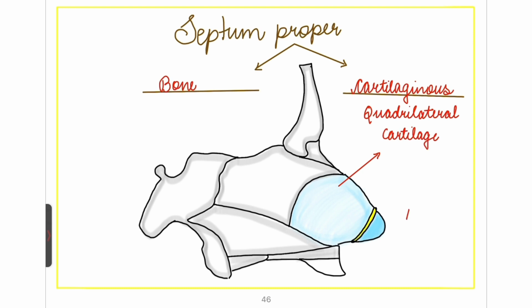Let me orient you. This is the anterior side, this is the posterior side, this is the superior side, and this is the inferior side. So the quadrilateral cartilage forms the lower two-thirds of the cartilaginous part of the nose. It is the antero-inferior part. This quadrilateral cartilage is important because any damage to this cartilage is going to cause saddling of the nose.